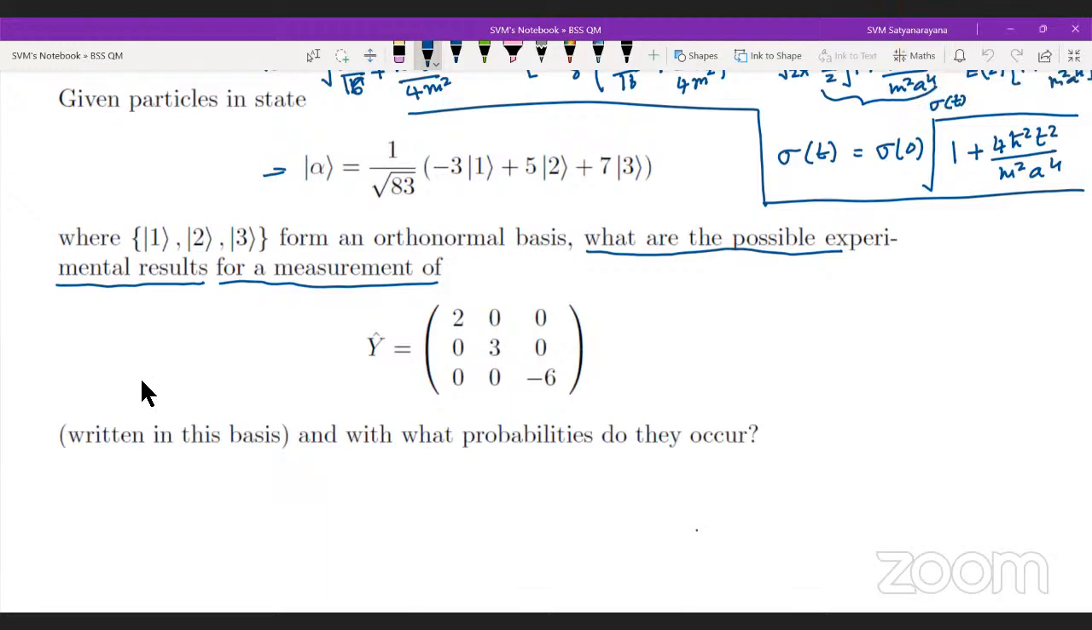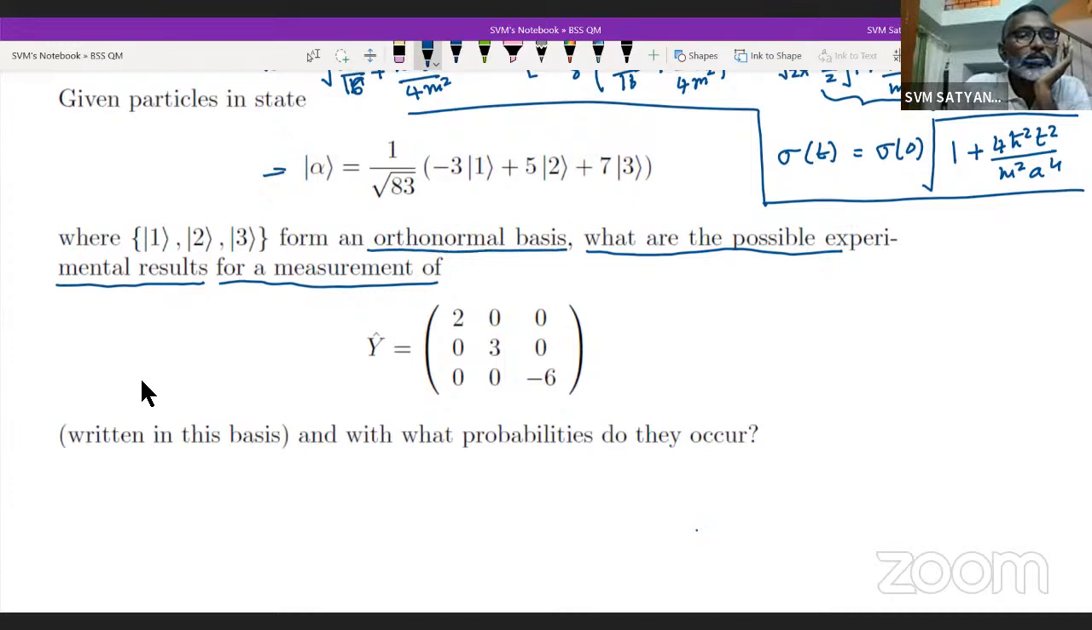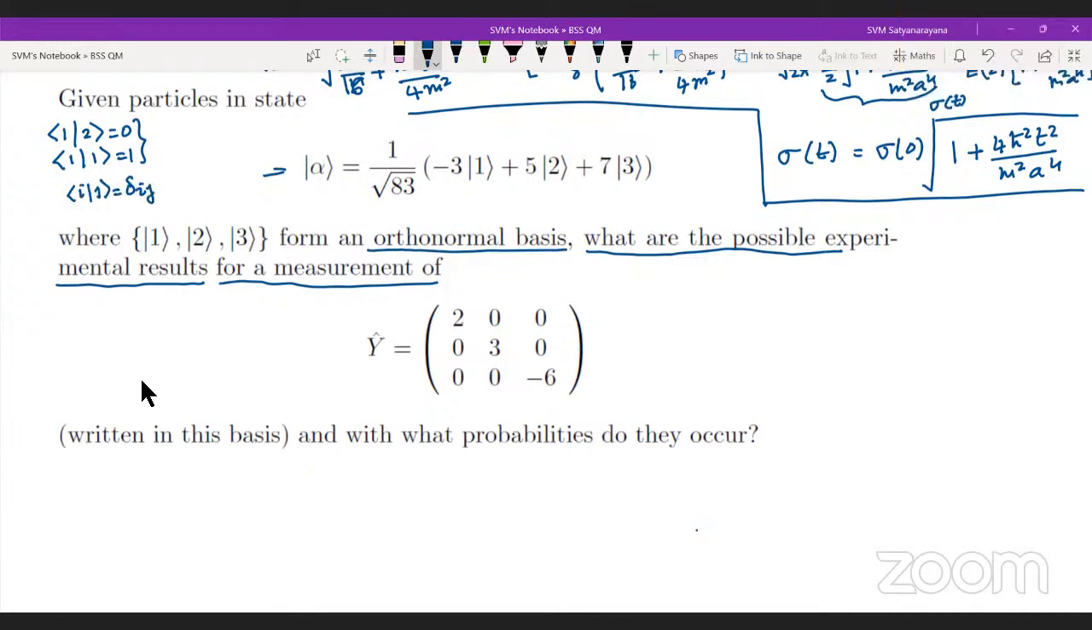Like sigma z, it is an orthonormal basis. That means the inner product of 1 and 2 is equal to 0, all those things, and the inner product of 1 with 1 is equal to 1. So these things are valid for every pair, meaning the inner product of i and j is equal to delta ij. If we have an operator like y, then its eigenvectors form an orthonormal basis. Those are the computational basis because it's diagonal.